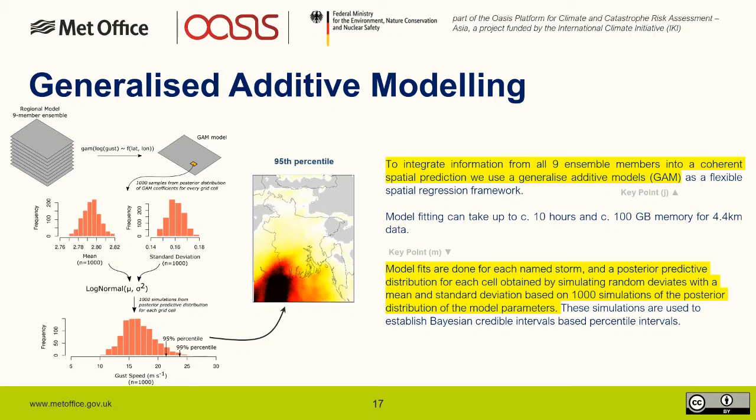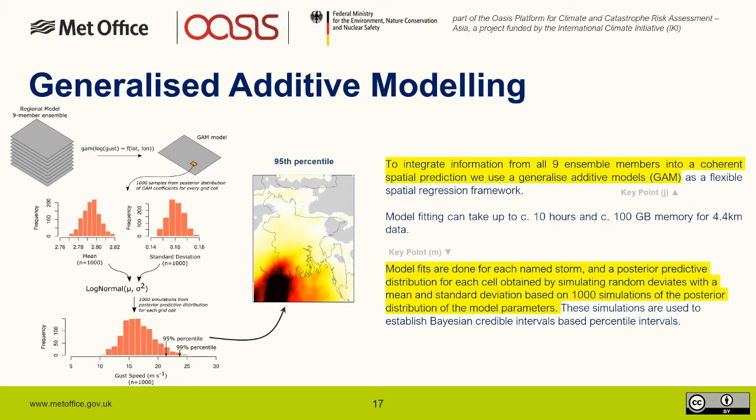Now in practice, once we fit a GAM to each named cyclone, we can obtain an estimate of the underlying gust speed distribution at each grid cell of our model. From this distribution, we can fully quantify the uncertainty and variability in gust speed at every 4.4 kilometre grid cell over Bangladesh. Aggregating each distribution we get for each of our 12 named storms allows us to build a grand distribution of gust speed variability based on our numerical simulations.